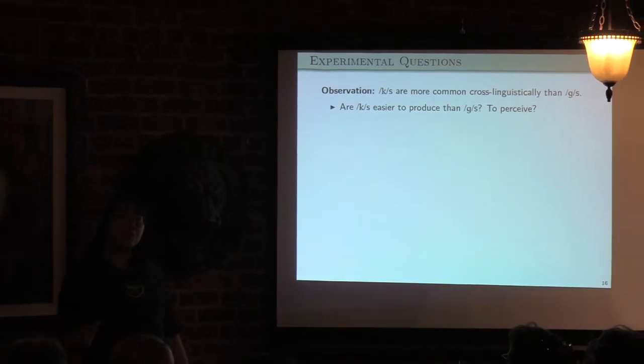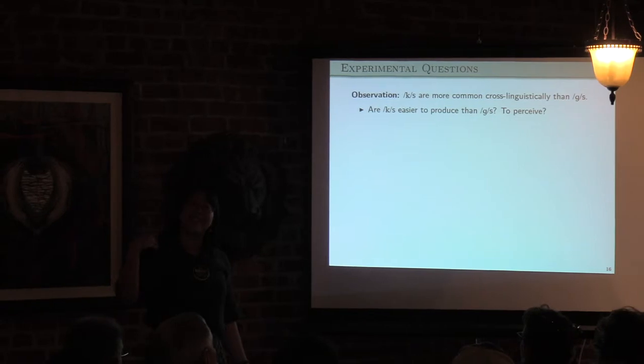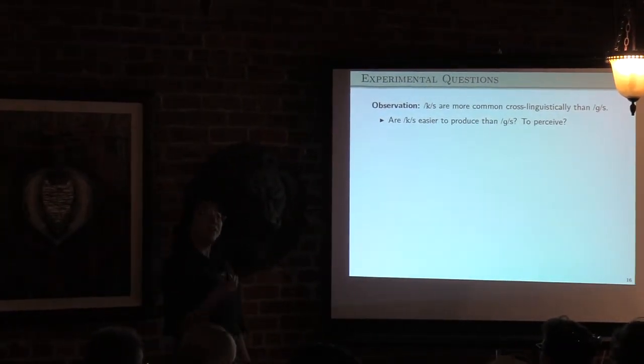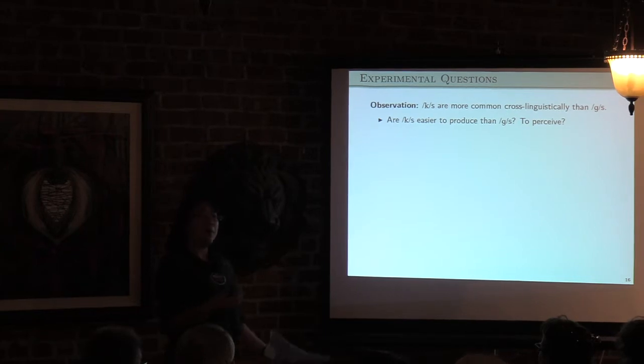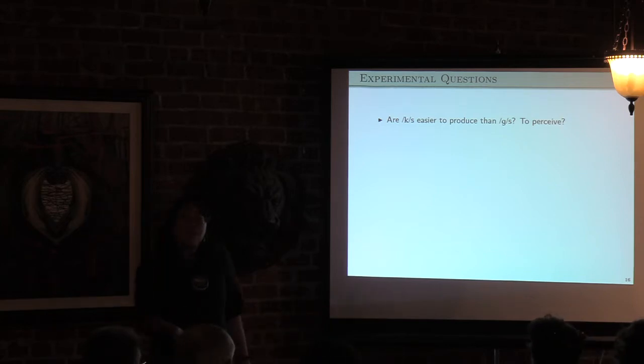And so we can make these sorts of observations, and we can ask these questions, and we can come up with these experiments to try to test our theories, right? So if I think that K's are easier to hear than G's are, I'm going to make a whole bunch of series of K's and G's, and I'm going to bring some people into the lab, and I'm going to say, listen to these. And they'll listen to them, and they'll press some buttons on a keyboard, and I'll get some data, right? What are some other kinds of questions that I might ask, though?